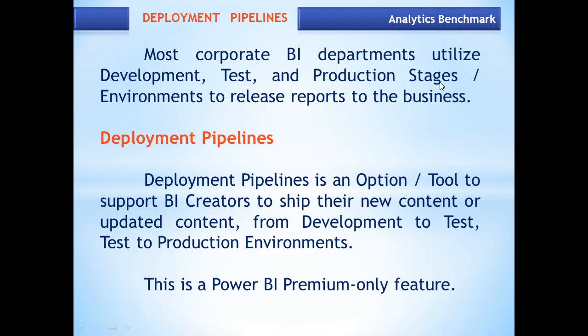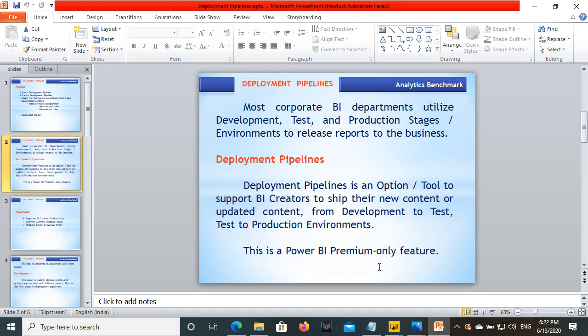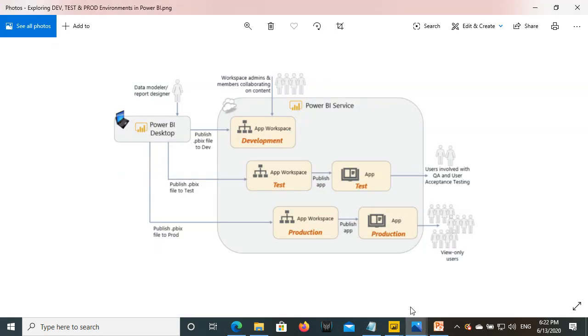We need to do the same thing in Power BI also. In the older days, when deployment pipelines were not there, how did we do that? Let me show you in this image. When deployment pipelines were not there, first we would do the development in Desktop. Once we were done with the development, we'd create a workspace for development in the service, and we would publish our code there. And we would develop the things.